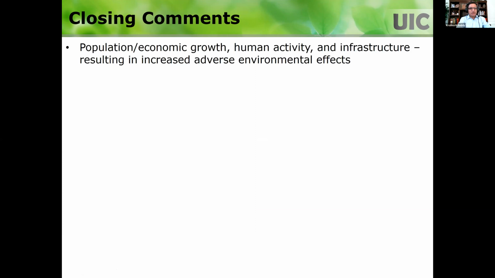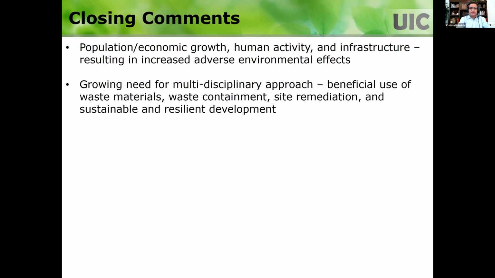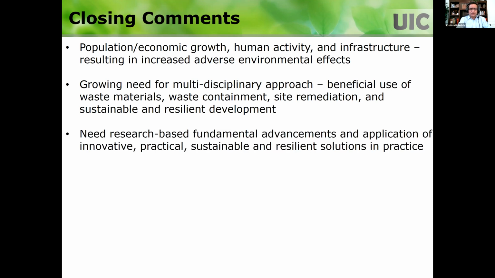So in closing, I want to reiterate that population is growing, and when the economy grows and human activity increases, and infrastructure is being developed, we're going to have a lot of adverse environmental effects, and we have seen that. So going into the future, we should try to avoid these things. To avoid all these environmental issues, we should be looking at a multidisciplinary approach, in terms of particularly beneficial use of waste materials and industrial byproducts, waste containment systems like landfills, site remediation technologies, and in general, sustainable and resilient development.